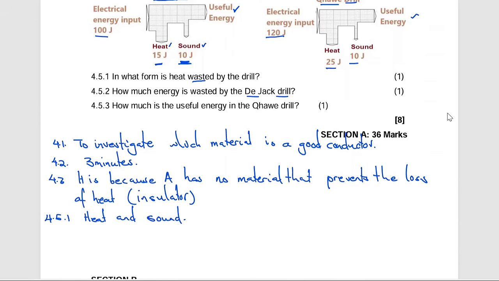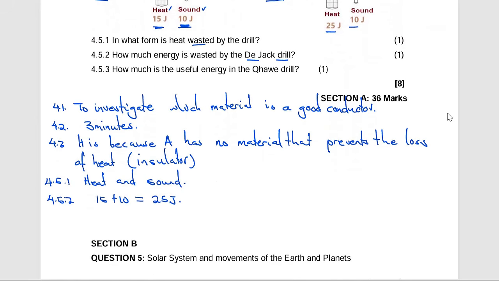Now, how much energy is wasted by the jack drill? For 4.5.2, what we have there is 15 plus 10, so a total of 25 joules is wasted by that jack drill. Now I'm going to proceed to question 4.5.3.